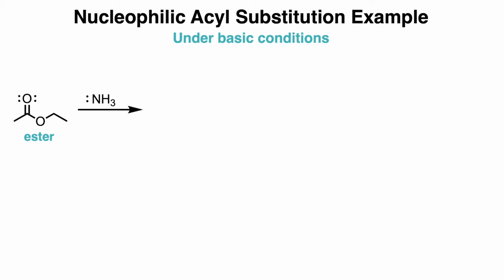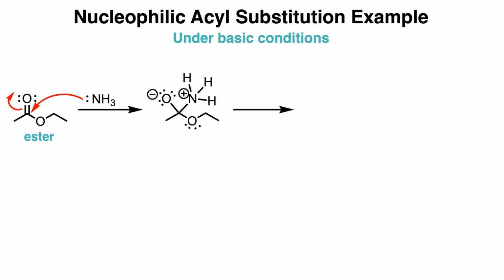Now let's compare the mechanism to a reaction under basic conditions. The same ester from the last example is now reacting with ammonia or NH3, which is a base. The first step is that the nucleophile NH3 attacks the carbon of the carbonyl, and then the pi bond breaks to form O-.